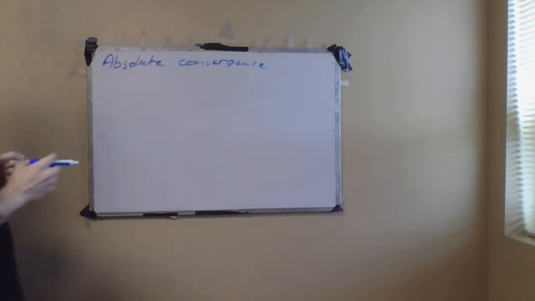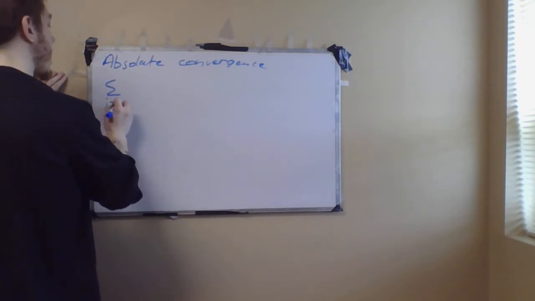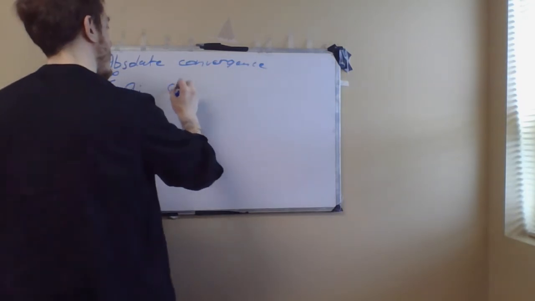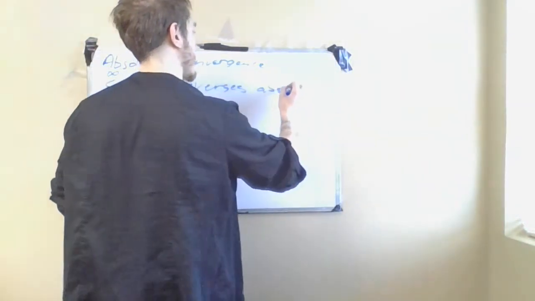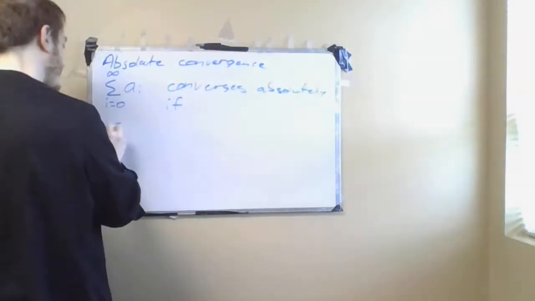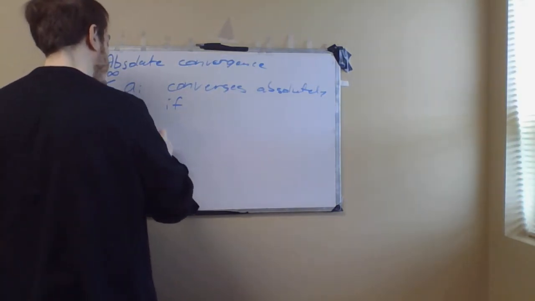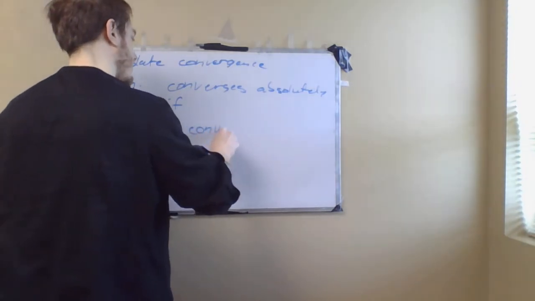So here's what absolute convergence means. We will say that the sum from i equals 0 to infinity of a sub i converges absolutely if the sum from i equals 0 to infinity of the absolute values of a sub i converges.